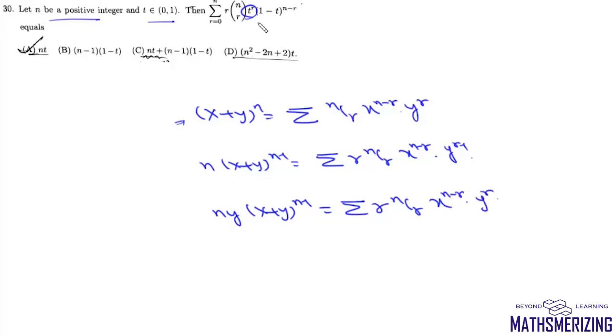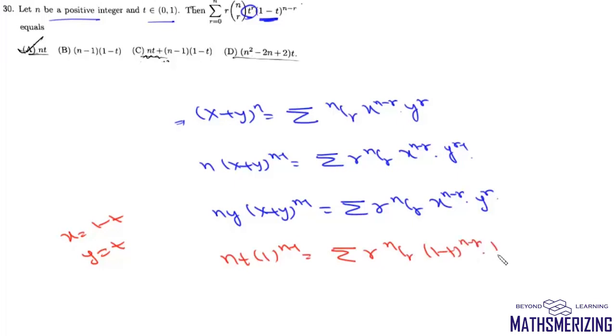Now in our question we'll need t to the power r and (1 minus t) to the power n minus r. So what we'll do is we'll replace x with 1 minus t and y with t. So we'll get n into t, and here it'll be 1 to the power n minus 1, and it'll be equal to the summation r nCr (1 minus t) to the power n minus r into t to the power r, which is equal to n into t, and that's your option number A.